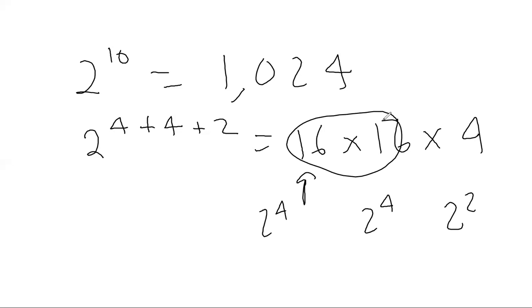16 times 16 is 256. 256 times 4. You can think 250 times 4 is 1,000. So 256 times 4, 1,024. If this is confusing, rewind this and listen to this again, because this is really a fundamental piece of what we want to do, is this whole concept of combinations or encodings.